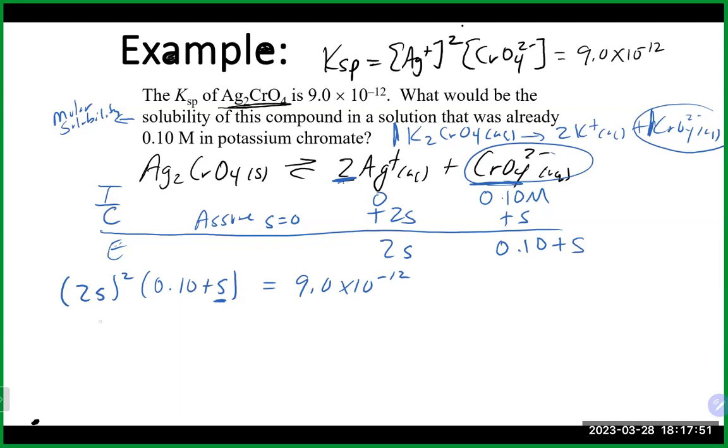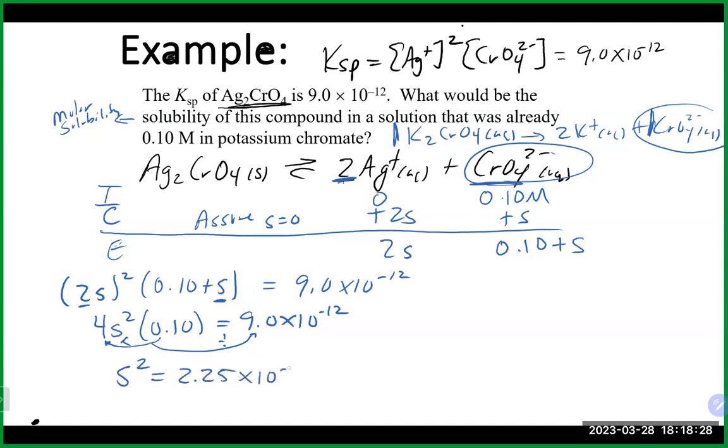That would then get us really like 4s squared, remembering to also square the number there, times 0.1 equals 9.0 times 10 to the minus 12. I'm going to multiply these guys together and then divide it over to the other side. So I'm going to multiply that and then divide. And that is going to give me here 4 times 0.1. And then we're going to take 9 times 10 to the minus 12 and divide it by that. And it looks like we will end up with s squared equals 2.25 times 10 to the minus 11.